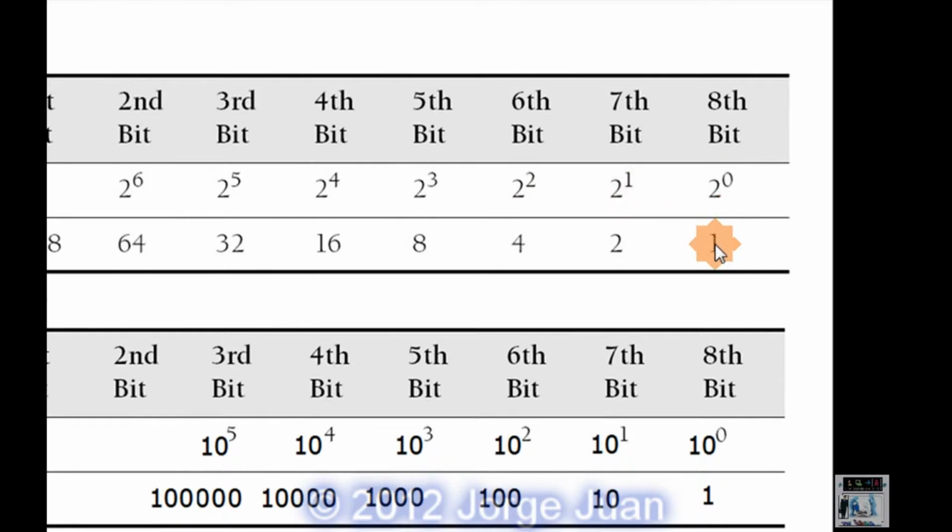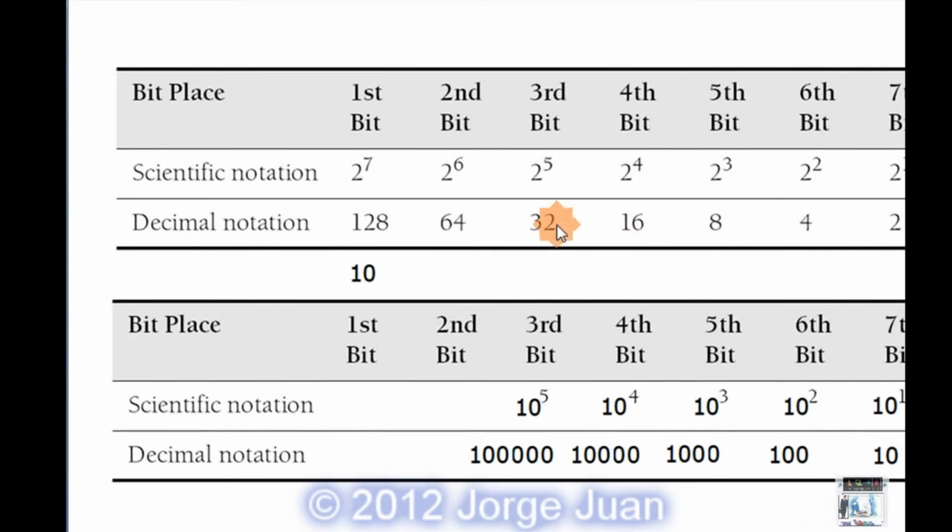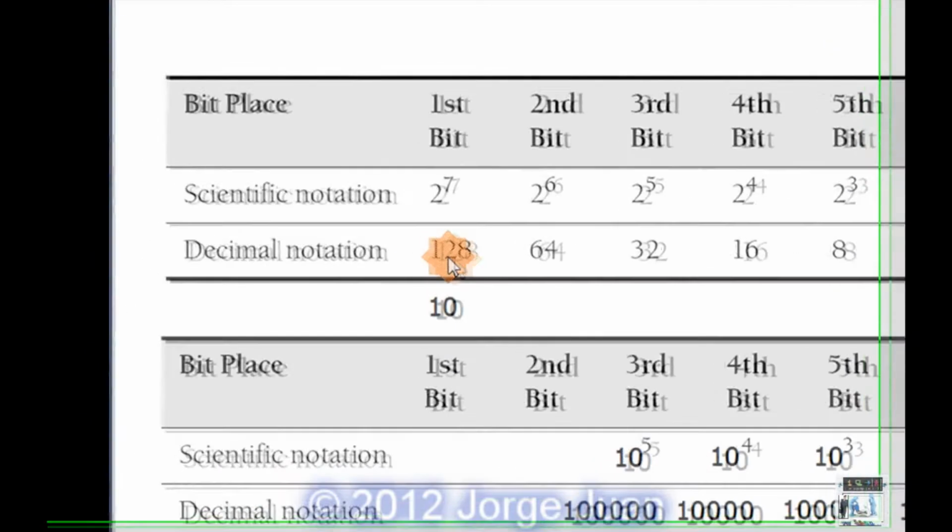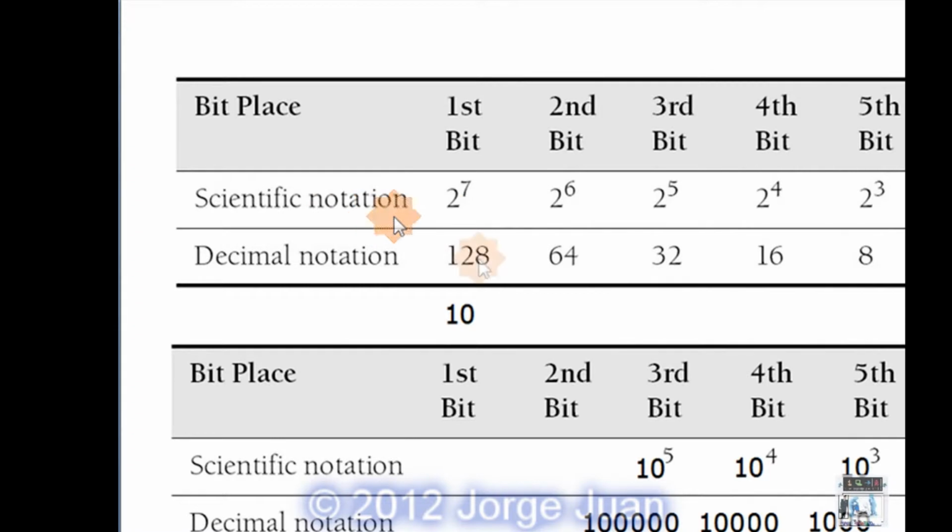So 2 to the 0 equals 1, 2 to the 1 equals 2, 2 to the 2 is 2 squared equals 4, or 2 times 2, 2 to the 3 equals 2 times 2 times 2, which is 8. But if you notice, each time it doubles. 1, 2, double 2 is 4, double 4 is 8, double 8 is 16, double 16, 32, 64, and 128. Now if you notice, the next number, if we had a ninth bit, it'd be double 128 or 256.